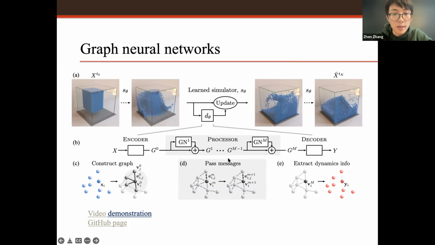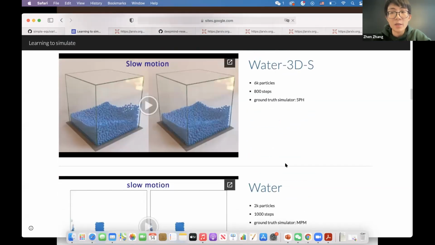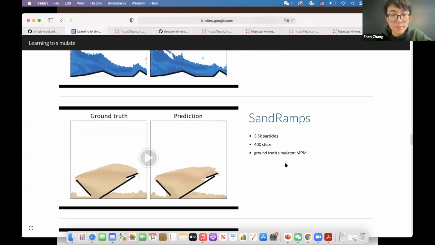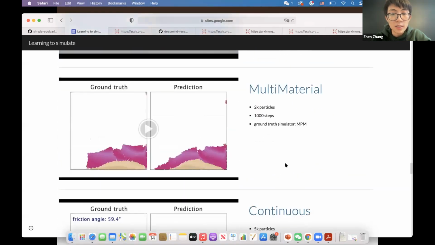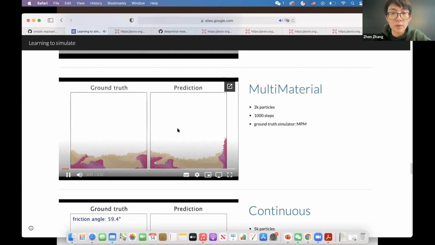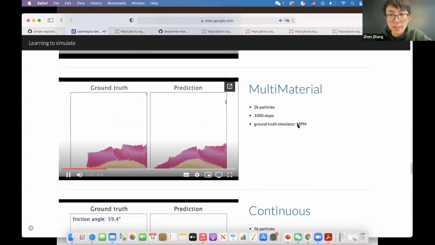DeepMind has utilized this approach to conduct particle simulation based on data that is simulated from either SPH or other more complicated simulators. And here are some video demonstrations to show some of the results that can already be achieved through graph networks. Because there are a lot of these animations, I will just pick some simulations that I find most interesting. For example, here you can see that by using this kind of graph network structure, you can really handle multi-material simulations based on data simulated from MPM.